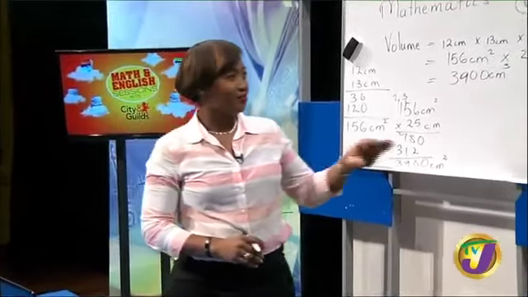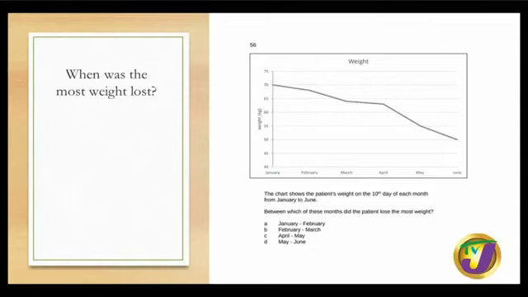All right. So the final question for the afternoon: when was the most weight loss? The chart shows the patient's weight, and I hope you're zooming in, on the 10th day of each month from January to June. So this question wants you to take information from this graph. Between which of these months did the patient lose the most weight? Let us look. What we want to pay attention to is where you see the greatest slope or the greatest fall in the line graph.